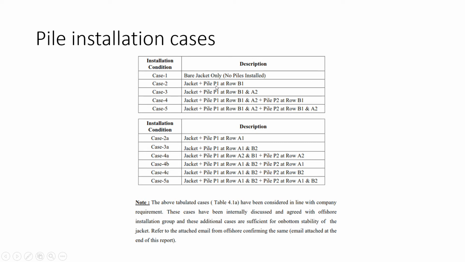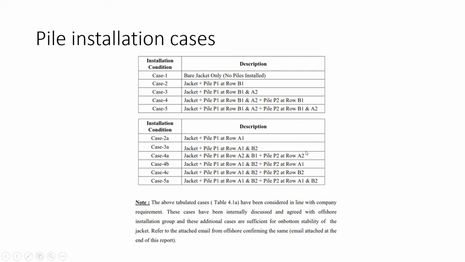Here, jacket with pile P1 at row B1, pile P1 at rows B1 and B2, and pile P1 at rows B1 and A2, plus pile P2 at row B1, pile P1 at row B1 and row A2, and pile P2 at rows B1 and B2. This is nothing but the grid. Which segment you have to place for that study, this is the scale. This is the installation, the additional condition which we have checked actually.